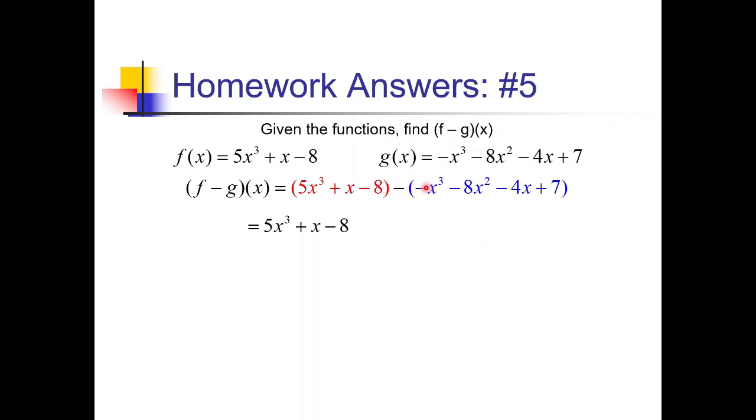But distributing that negative 1 now, we have positive x cubed, positive 8x squared, plus 4x, and minus 7. And at this point, let's simplify and combine like terms. So 5x cubed and x cubed gives me 6x cubed. There's only one of the x squared terms, it's this 8x squared piece here. x plus 4x gives me 5x. And then negative 8 plus negative 7 is going to be negative 15.